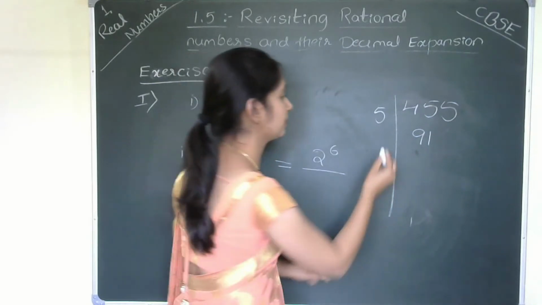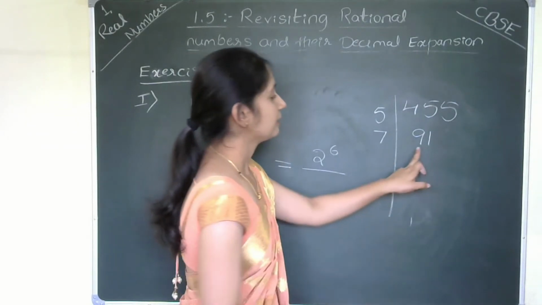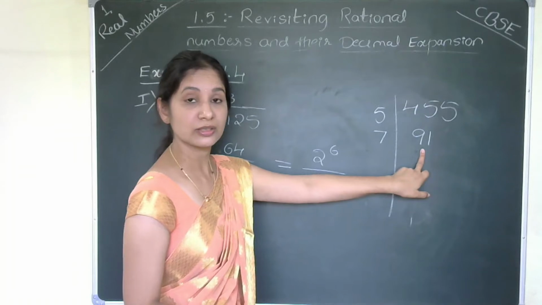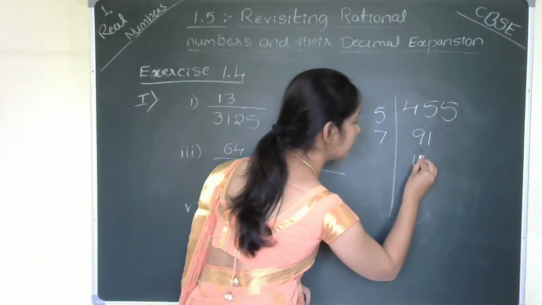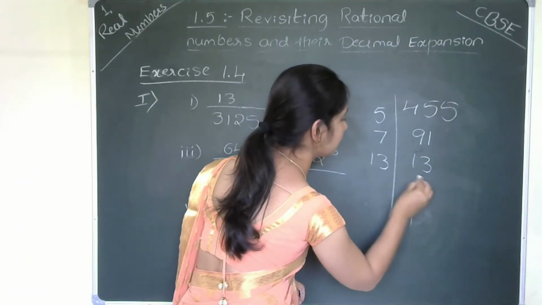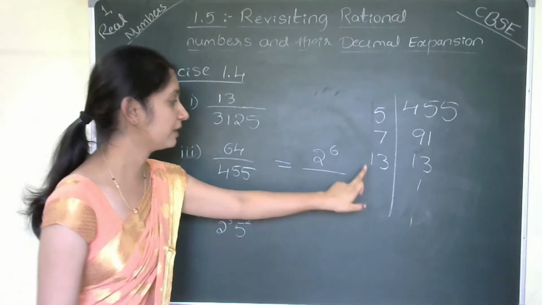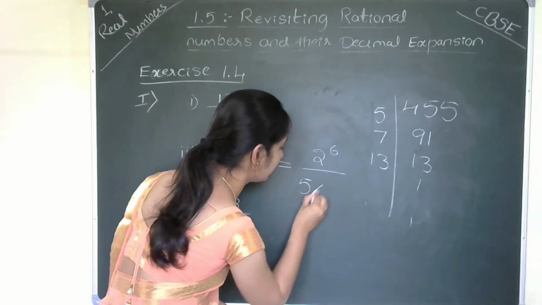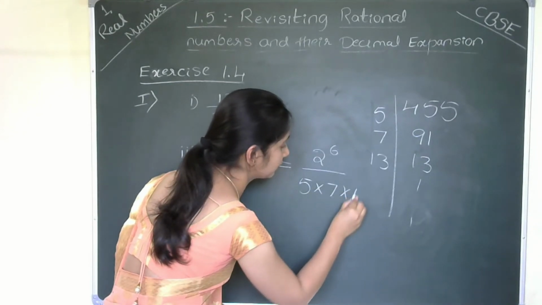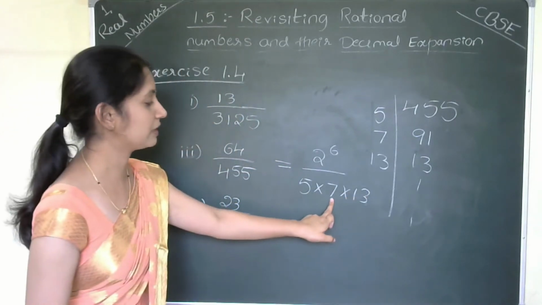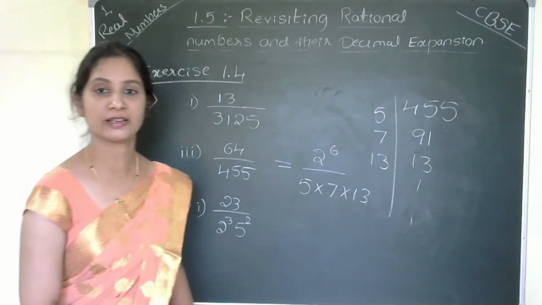Now I can go for 7. Yes, 7 13s are 91. Okay. 13 1s are 13. That means here I am getting 5, 7, 13. I should multiply, right? 5 multiplied by 7 multiplied by 13 gives you 455, right?